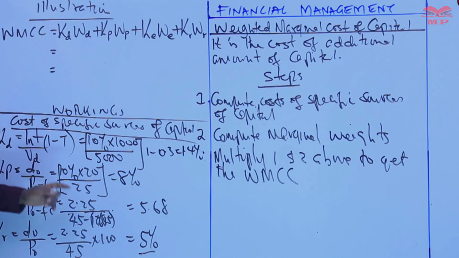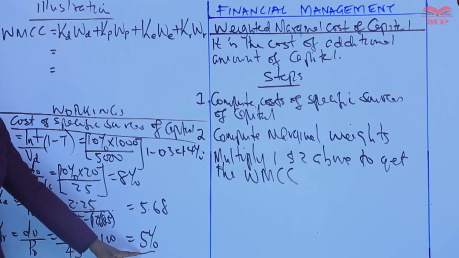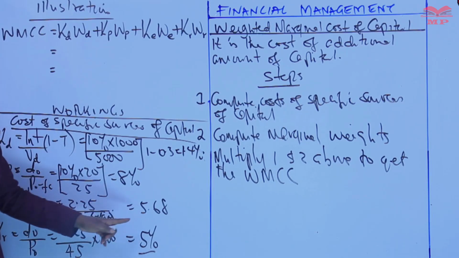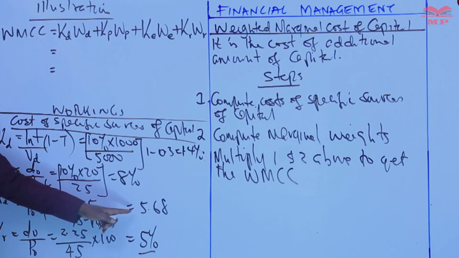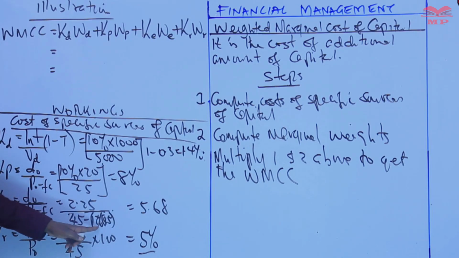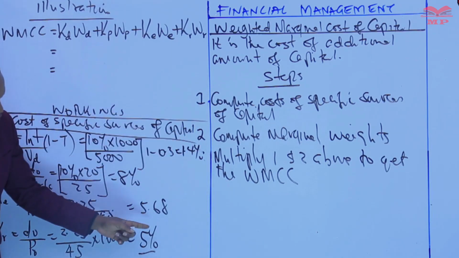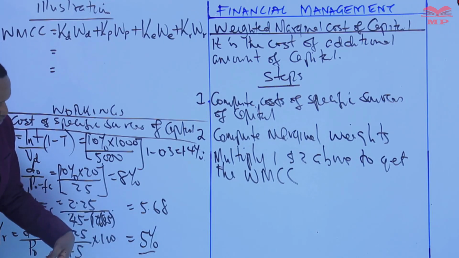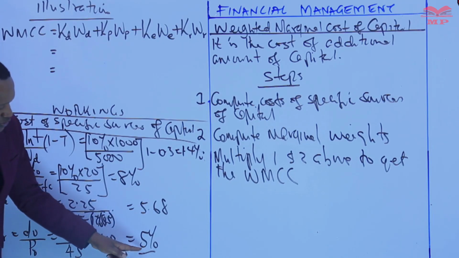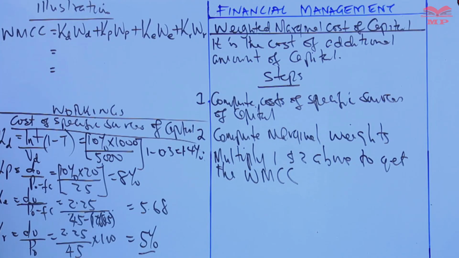Now, candidates, do you see why the cost of retained earnings is cheaper compared to the cost of equity? It is because of these flotation costs. Here there is a flotation cost. That's why issuing shares to outsiders is more expensive to the company compared to when the company uses retained earnings. That's why we always say retained earnings is a cheaper source of finance compared to these other sources. So we have done the first step.